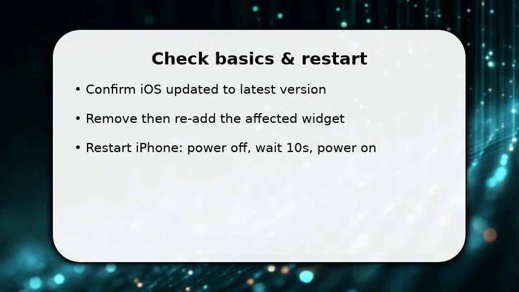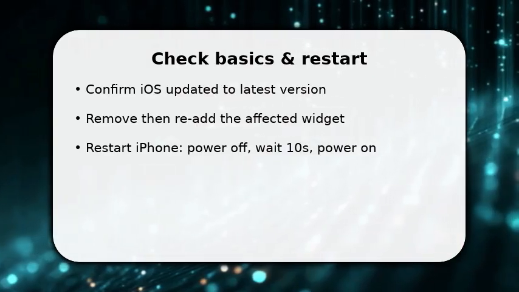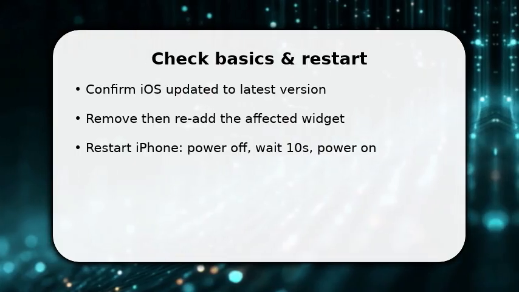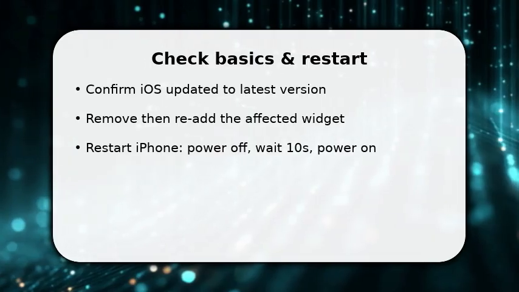Start by confirming the essentials. You're on the latest iOS and the app providing the widget has permission to run in background. Next, long press the blank widget until options appear. Choose Remove Widget, then tap Done.